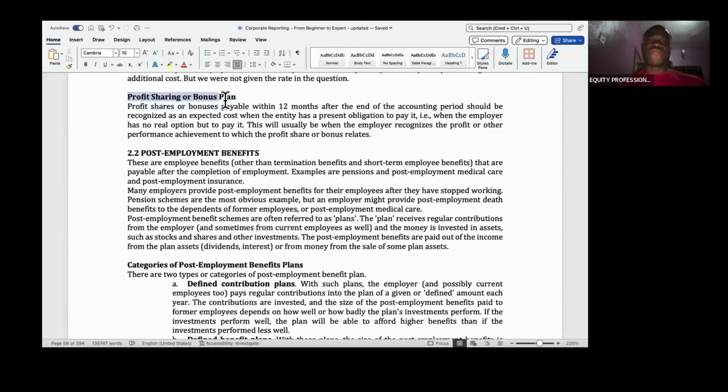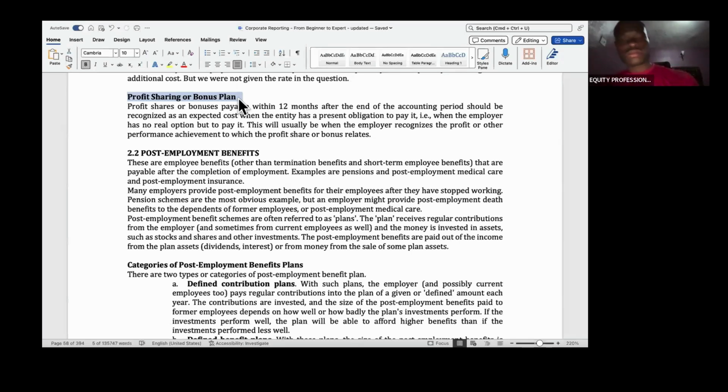Now, there is also profit share or bonus. It is also a short-term employee benefit. So when we promise our employees a bonus or profit share, how do we account for that? The key question is: when do we have an obligation? When do we owe? It is at that point we need to account for it.